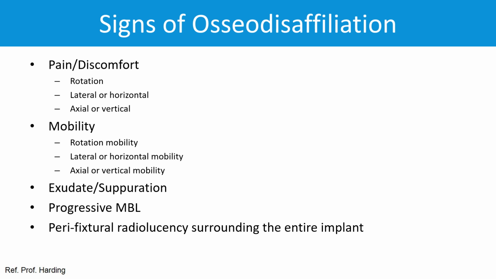Progressive marginal bone loss, whether this is detected by probing or by the use of radiographs. And finally, a peri-fixture radiolucency surrounding the entire implant. Obviously this is completely indicative of osteodisaffiliation. There is no longer any kind of contact between the bone and the surface of our implant.